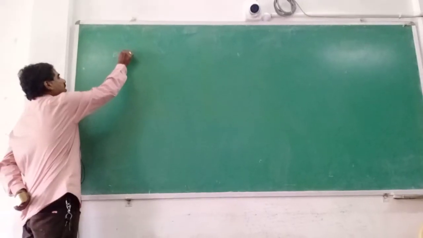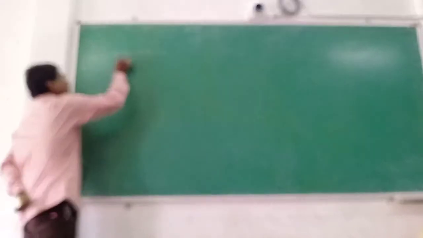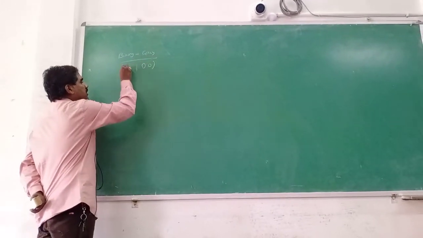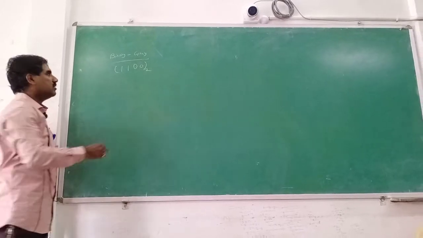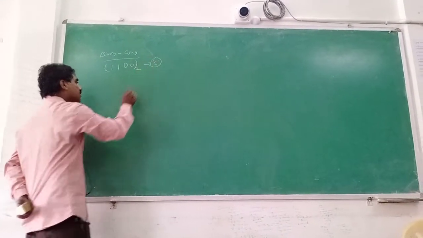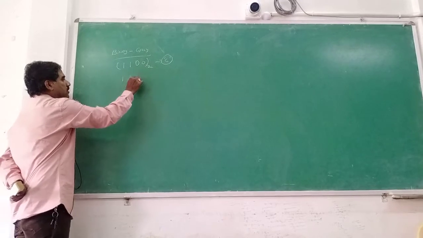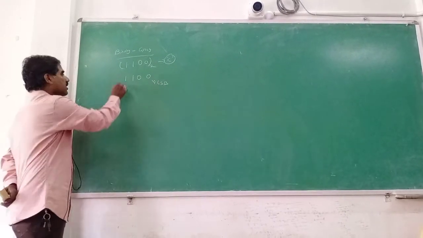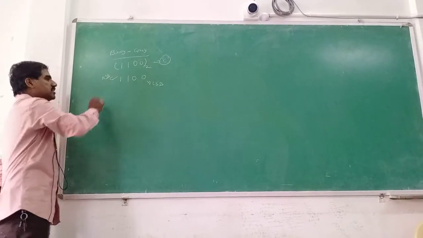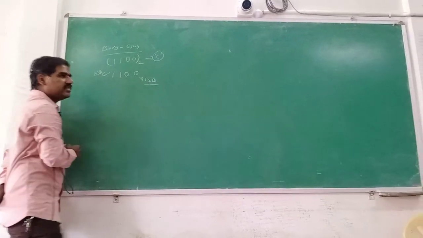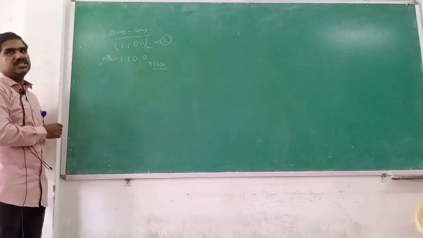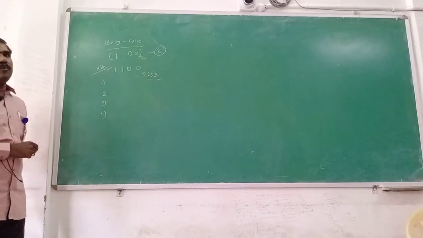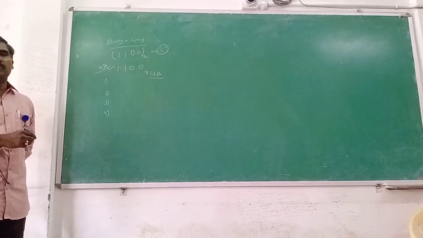An important topic is converting a binary number into Gray code. We are taking a binary number 1100, nothing but C. In 1100, the first bit we can call the LSB, and the last bit we will call the MSB. LSB means least significant bit, MSB means most significant bit. In binary we have 4 bits, and in Gray code we have to obtain 4 bits.